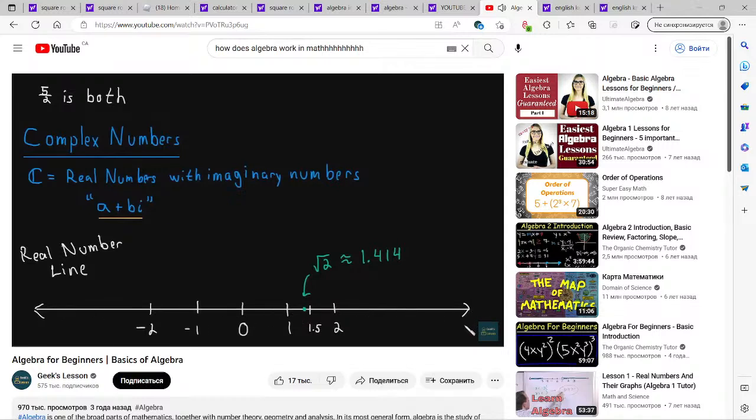Now, the interesting thing about this is that if we were to draw a number line with only rational numbers, so only fractions, well, we already talked about the fact that the square root of 2 is not a rational number. It's not a fraction. So if we drew a number line with only fractions, there would be holes in it. There would be a hole where the square root of 2 goes.